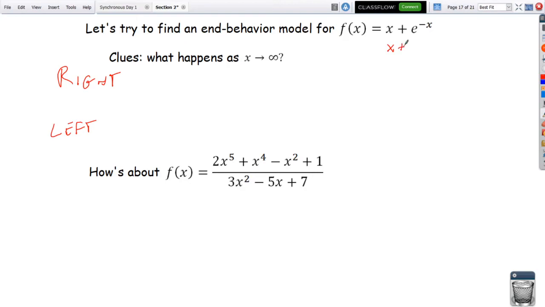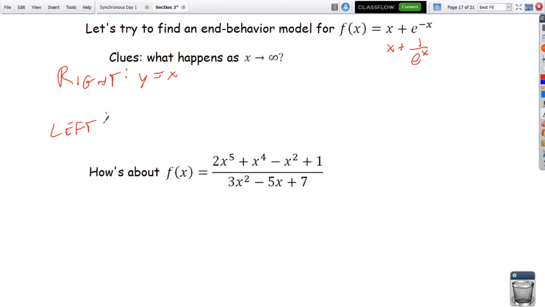That's like x plus 1 over e to the x. If I plug in positive infinity, this is going to be 1 over infinity, which again, we learned today is 0. We have infinity plus 0. This is the bigger contributing term. The right end behavior model is y equals x. This function behaves like a linear function as we go off to the right.